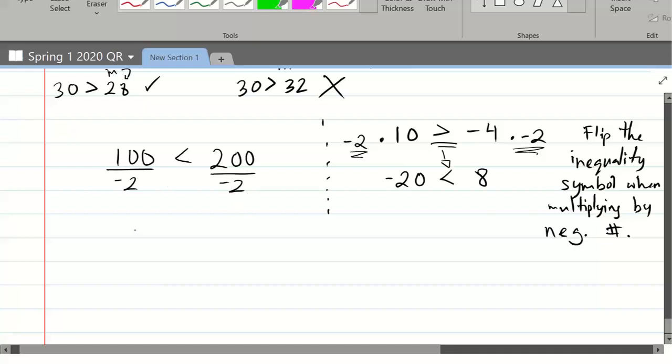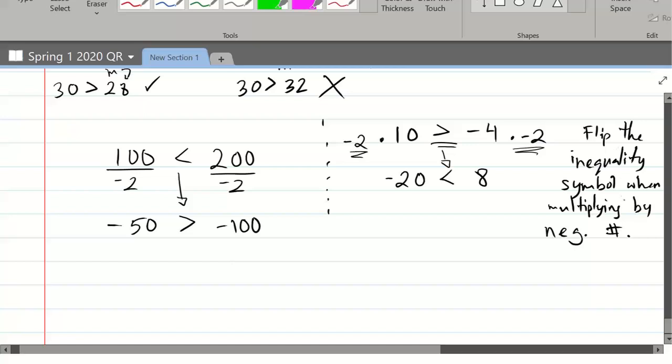100 divided by negative 2 is negative 50. 200 divided by negative 2 is negative 100, right? Negative 50 is greater than negative 100, right? Negative 50 is bigger than negative 100, right? So we flip the signs.